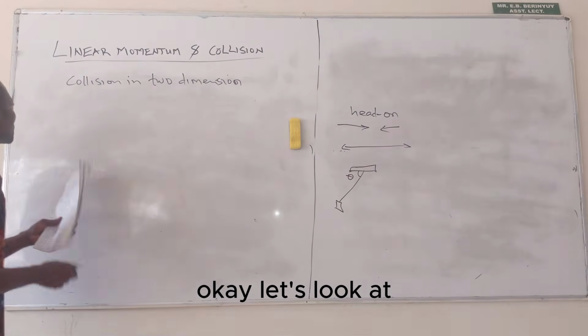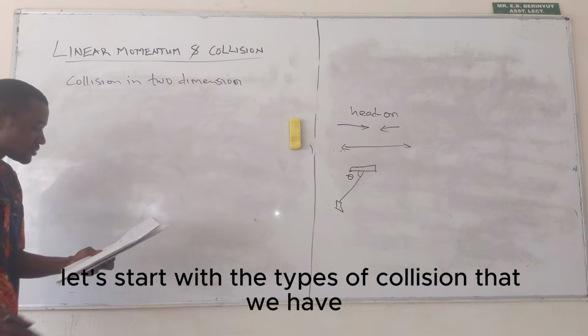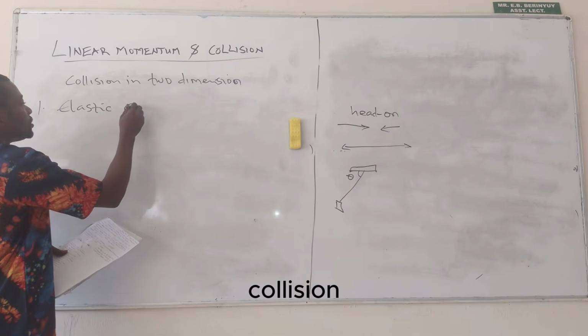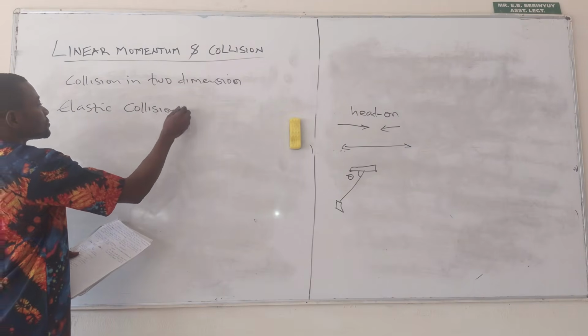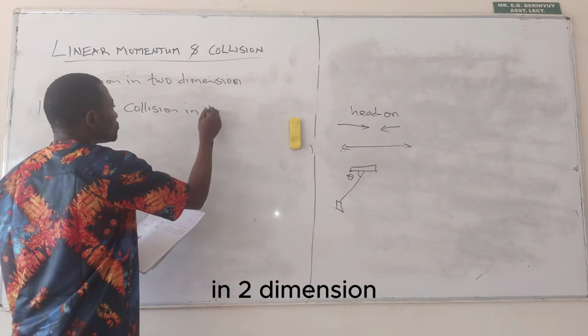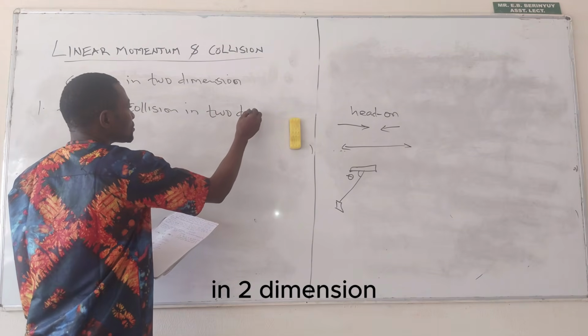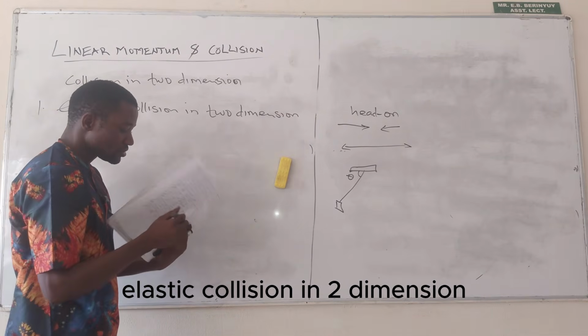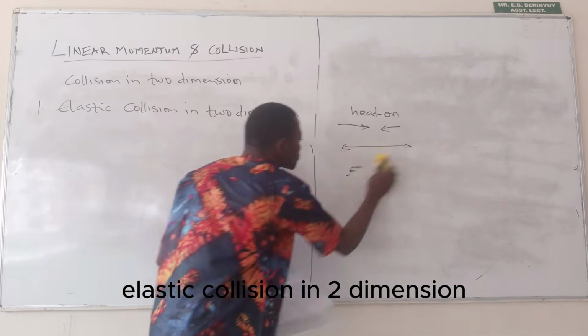Okay, let's start with the types of collision that we have. Elastic collision in two dimensions.